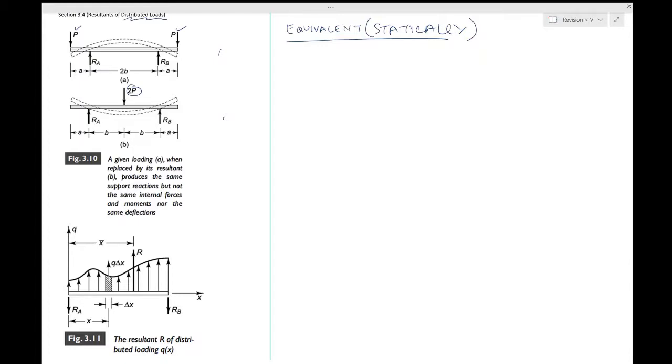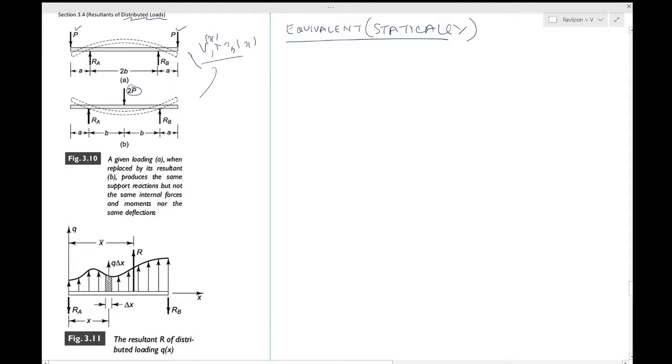The internal forces and moments and the deformation of the beams are very different. So you have seen that even though they are statically equivalent and the external force systems are the same, the internal distributions are quite different. If you want, you can do this calculation and see for yourself what would be the V and M_B of X in each case.